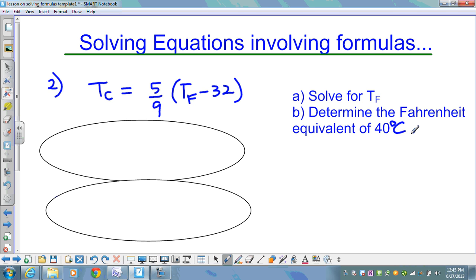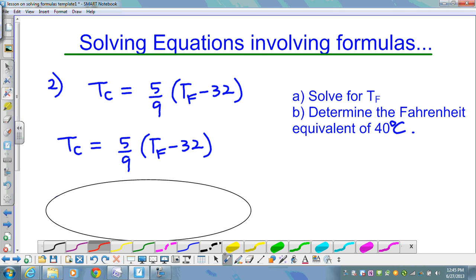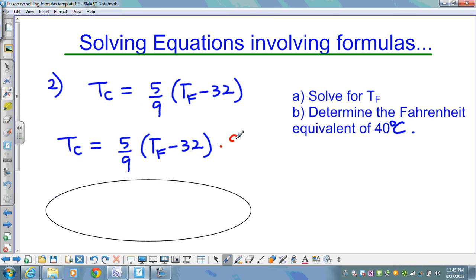So let's begin by multiplying both sides by 9. Once again, if you have a denominator, that's usually a good idea to try to get rid of that. So we'll take the given equation and just multiply both sides by 9.